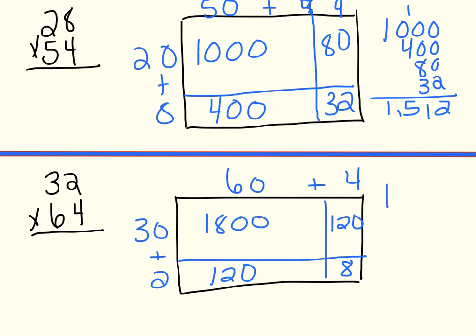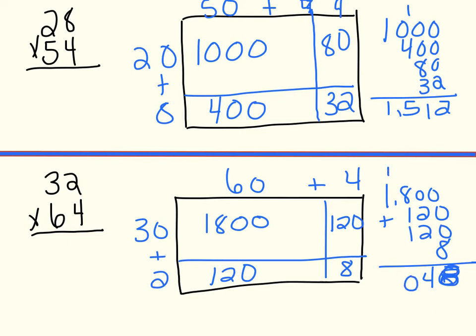I add those partial products together. 1,800 plus 120 plus 120 plus 8. Oops, pardon me, that 8 is a little unclear there. So I have 8, 4, 10, and I'll carry that 1 up, 2,048.